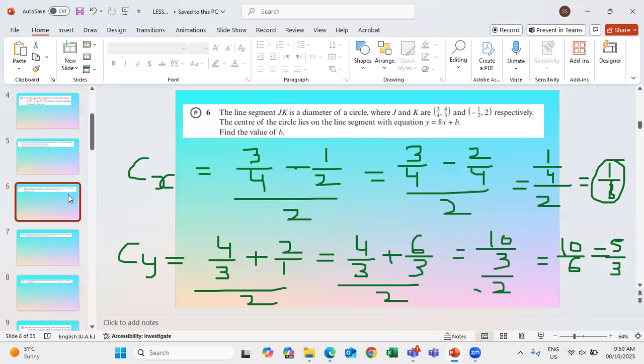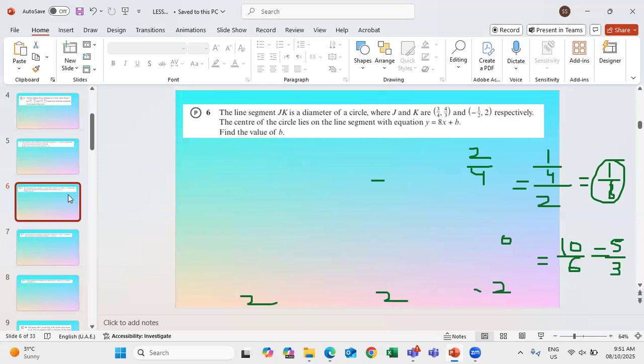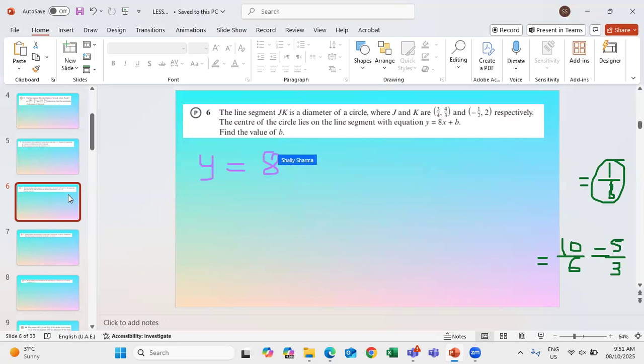So what I got here is the midpoint, and that point is 1/8 and 5/3. So that is my point. Now that point is the center of the circle, and it is given in the question that it is lying on a particular line. That line is y equals 8x plus b. The point is 1/8, comma 5/3. This is the center. This was the x value and this was the y value.